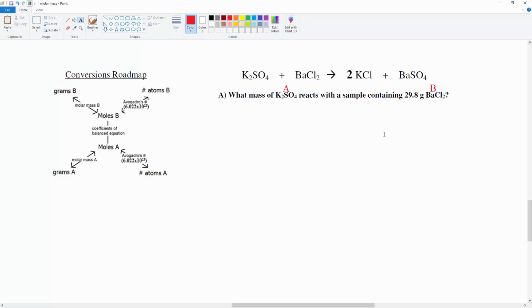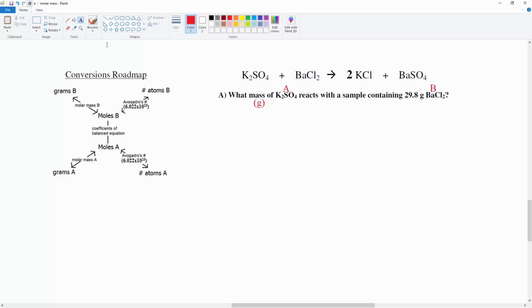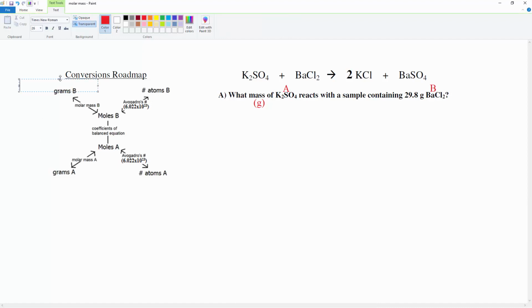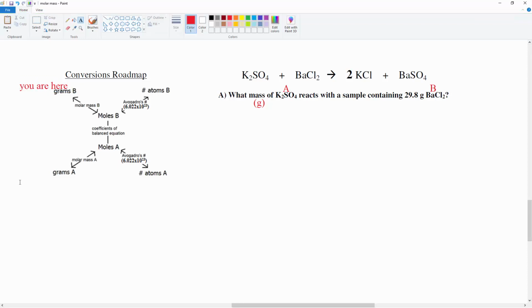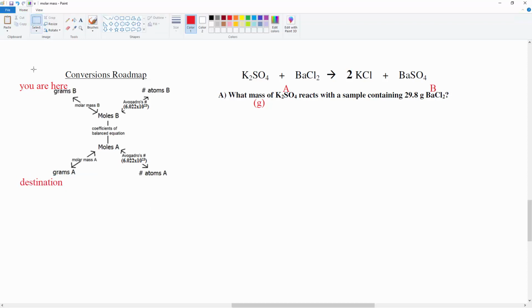There's B. Okay. And when they say mass, that really means grams. So they want grams of A, and they gave you grams of B. So, okay, they gave you grams of B. You are here. They want grams of A. This is your destination. Now, aside from just pulling out all the conversions in the world and puzzle piecing our way there, we can use a roadmap and it'll tell us how to get there. What do we have to do to get from here to there?